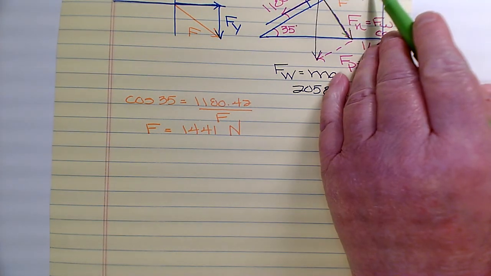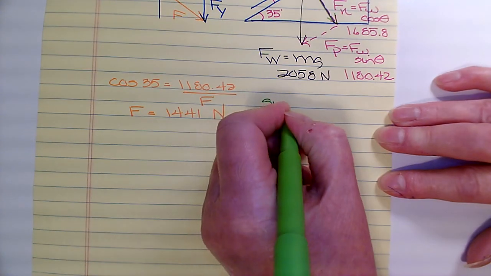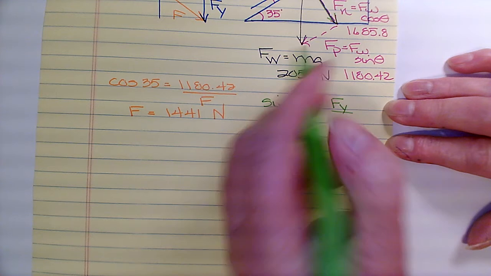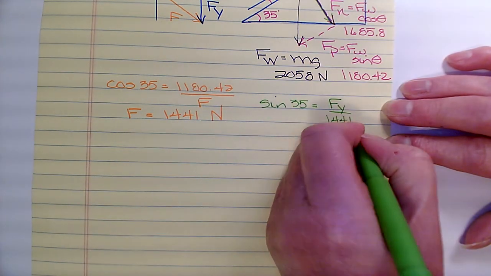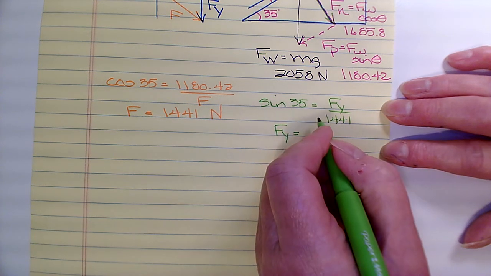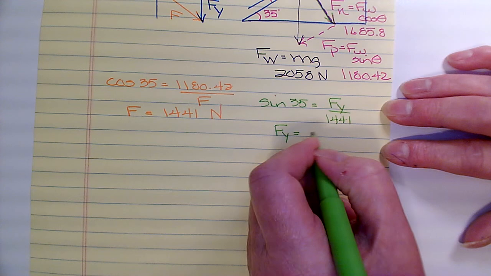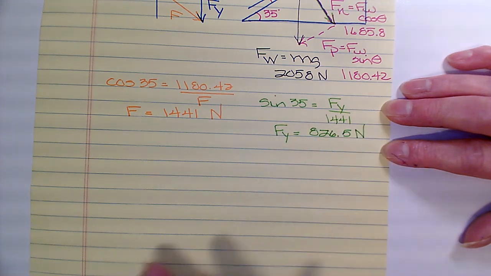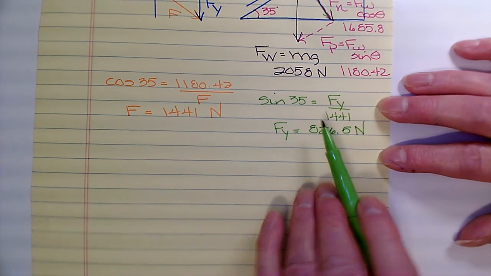We have to find this Fy. So you'll notice that Fy is opposite the 35. So I'm going to say sine of 35 is opposite Fy over the hypotenuse, which is the 1441. And Fy turns out to be, where'd that go? About 826.5 newtons. I actually used tangent and used a different relationship, so I hope that turns out to be at least close.